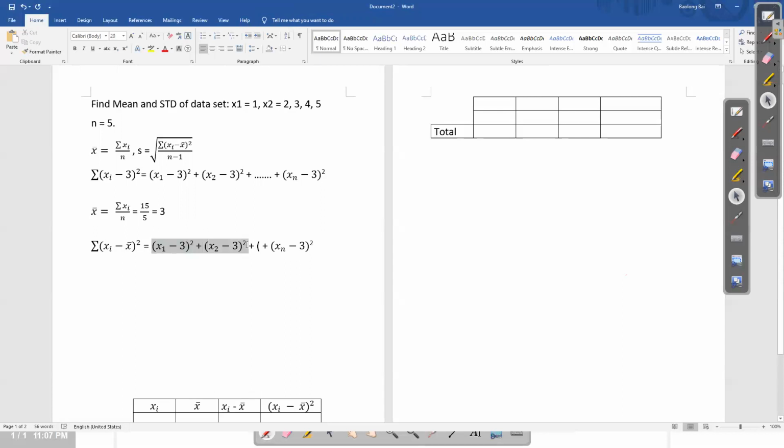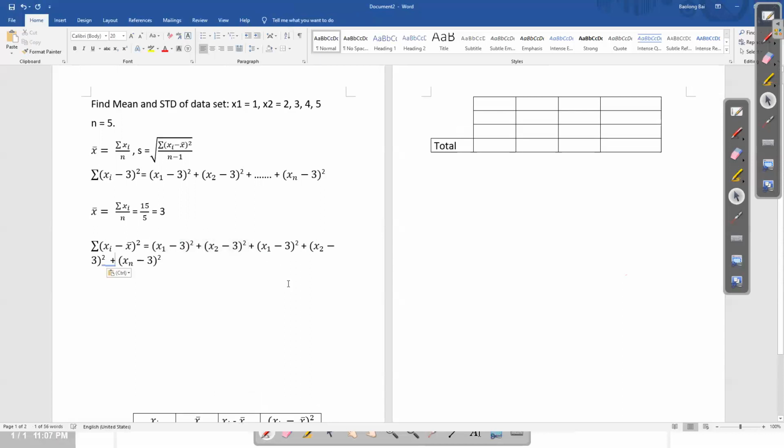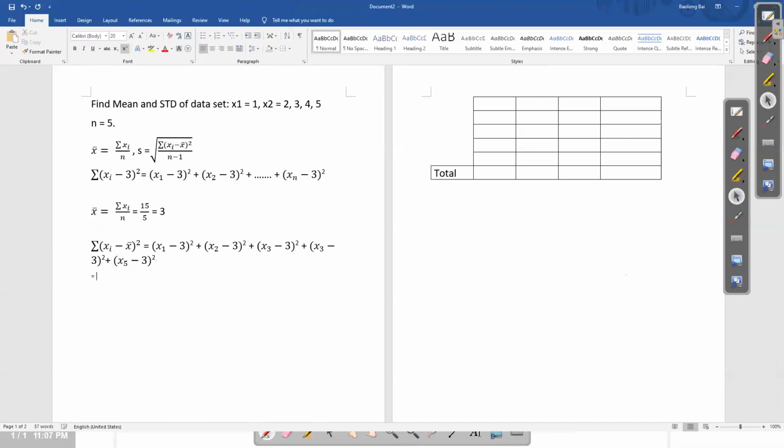I'm going to make a little change, copy and paste here. So this will be x3 minus 3, and this will be x4 minus 3, right? And x5 minus 3, n equal to 5. Once you get to 5, it ends, right? So then we can calculate very quickly. So we can plug in numbers.